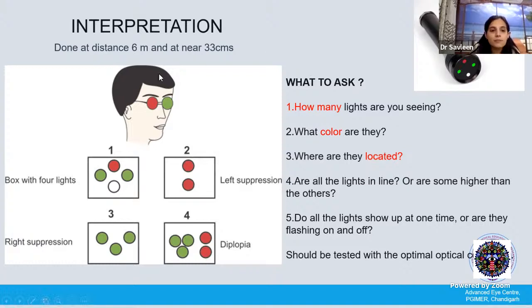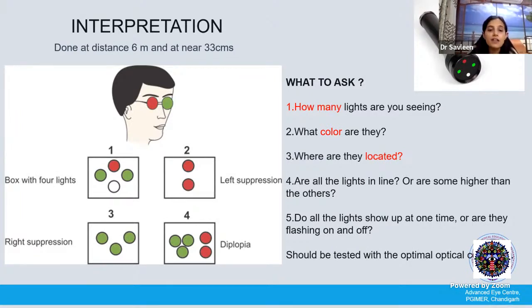So a normal response is something like this. You see 4 lights and you kind of fight for the 4th light. So a patient who has both eyes normally aligned will see 4 lights, but the color of the 4th light might be different. Sometimes red, sometimes green. Is that what the patient describes?